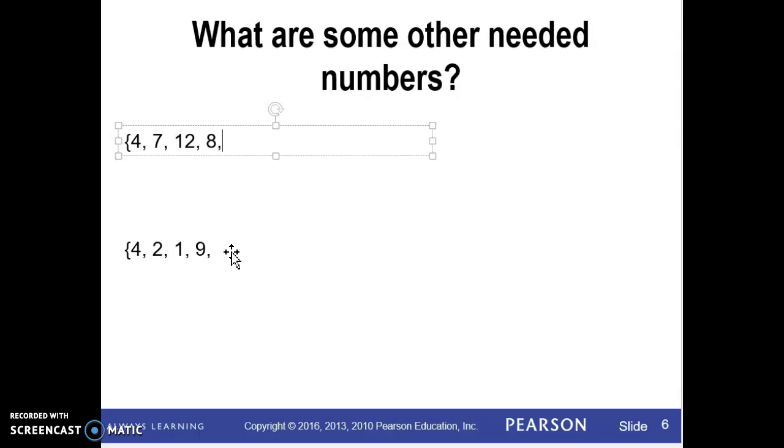Well, let's see. 4 plus 7 is 11. That's not in there right now, so let me add 11 to that set. 4 plus 12, well, that's 16. I need to add that. But then I also need to go back and add 4 plus the 11 I just put in the room. So 4 plus 11 is 15. 4 plus 16 is 20, and I'd have to add 4 to 15 to get 19, and my list would continue.